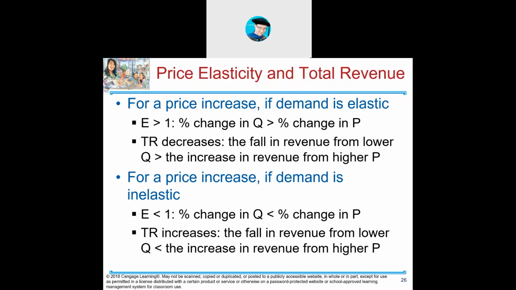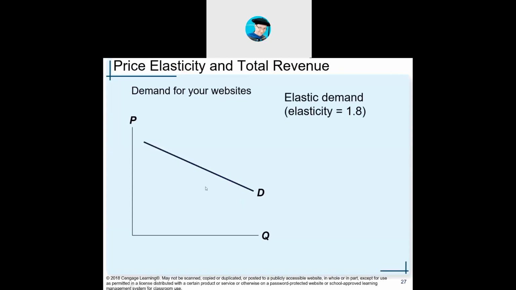If it's inelastic and the price goes up, this is when elasticity is less than 1. The percent change in the quantity demanded is less than the percent change in the price. My total revenue will increase, because the lower revenue from the lower quantity is outweighed by the higher price. I'm less sensitive to that change, like gasoline, for example.